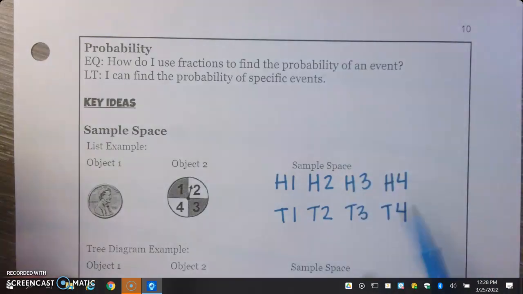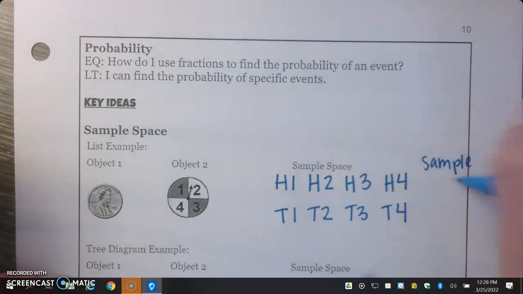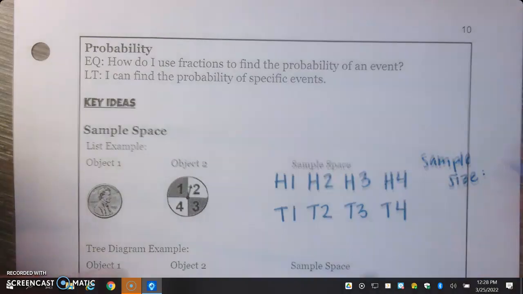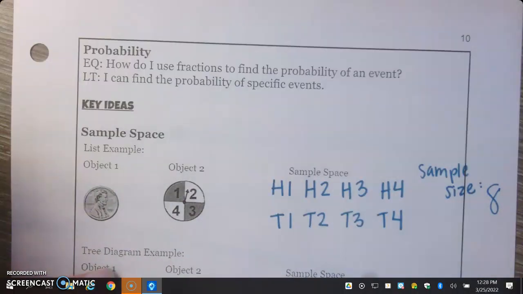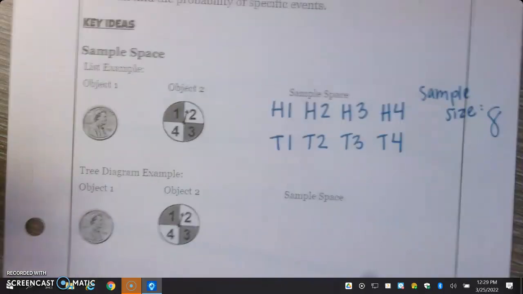So this is creating a list of all of my outcomes. Okay, so this is the sample space. If I was to write the sample size, that's the actual number. So my sample size is 1, 2, 3, 4, 5, 6, 7, 8 total outcomes. So you can add that in if you want to tell yourself the difference between sample space and sample size. Okay? Next thing, make sure you have all that written down. If you need to pause the video at any time, totally do that.